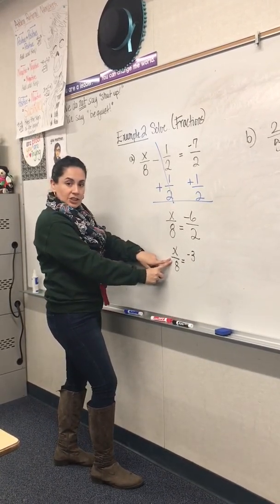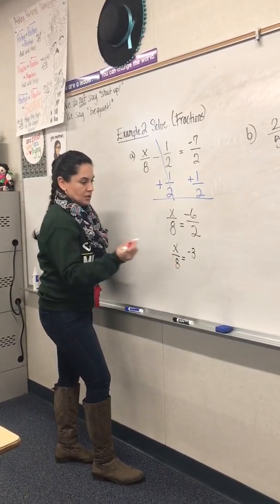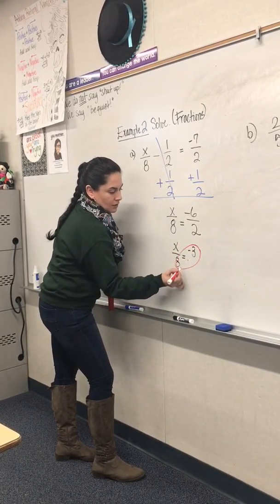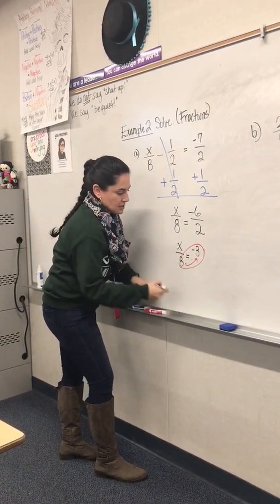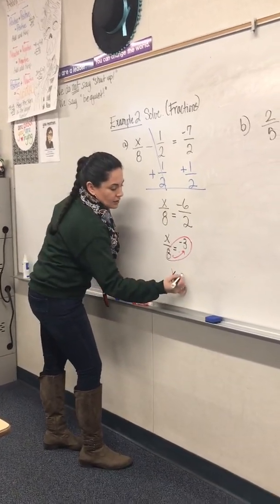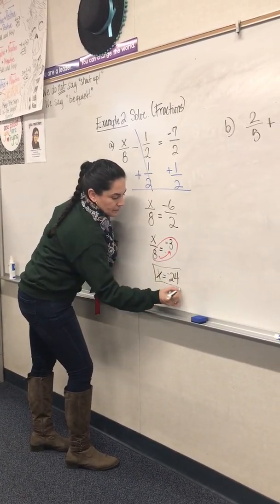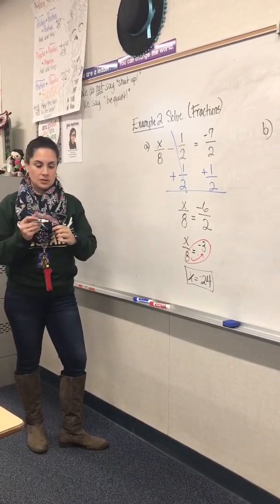Because I see division, I have to do the inverse of division, which is multiplication. So remember, multiply. Circle and multiply. That's going to be x equals, I have a positive times a negative, -24. Okay, so 1 step, 2 step, boom, you're done.